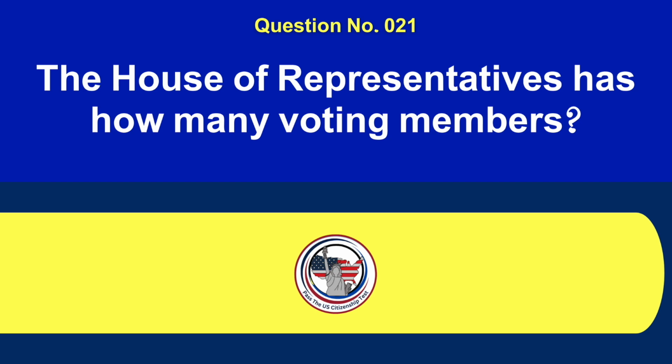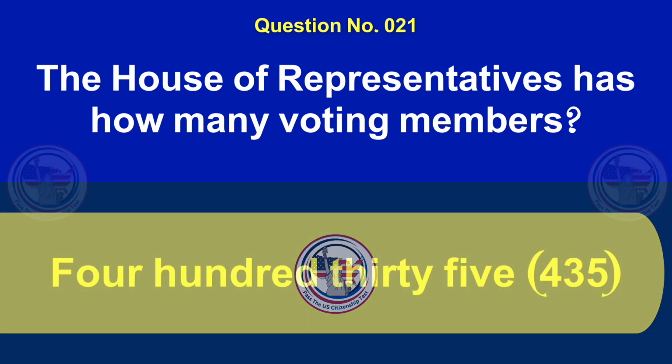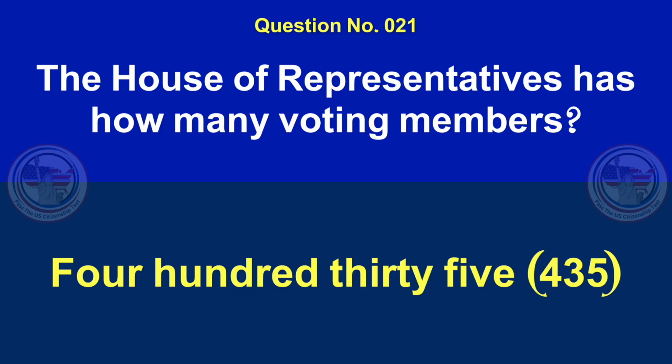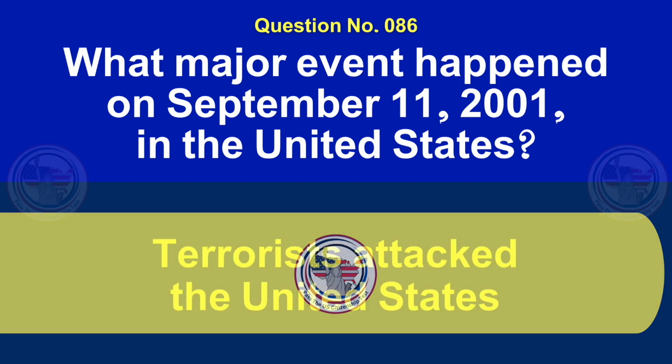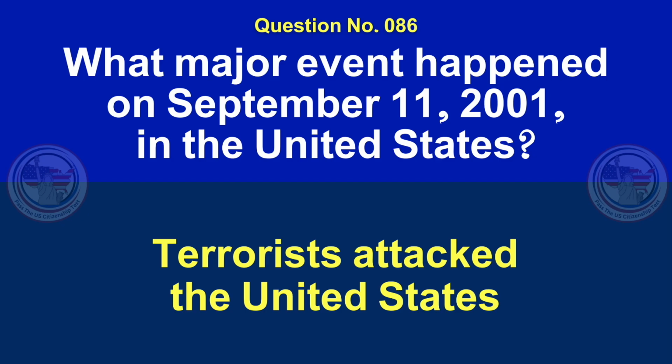The House of Representatives has how many voting members? 435. What major event happened on September 11, 2001 in the United States? Terrorists attacked the United States.